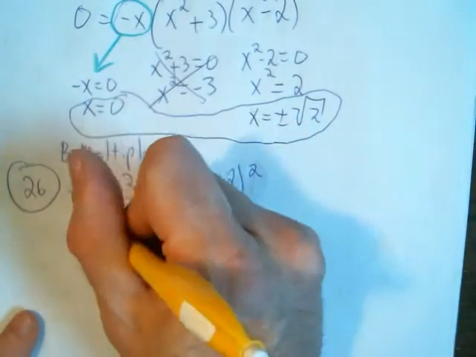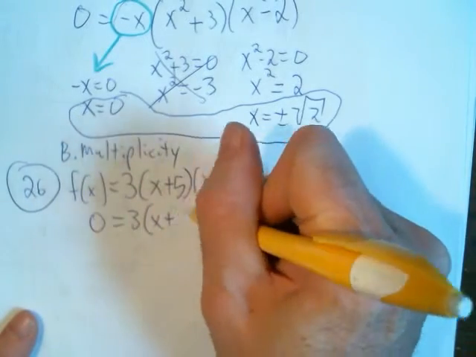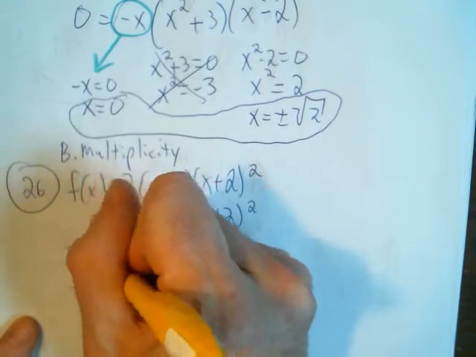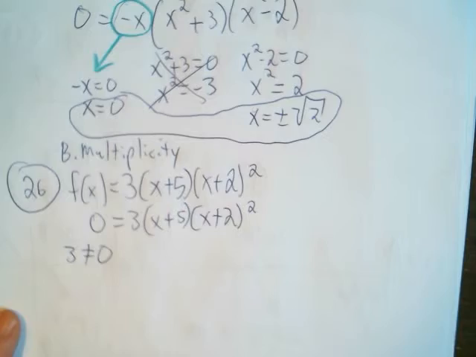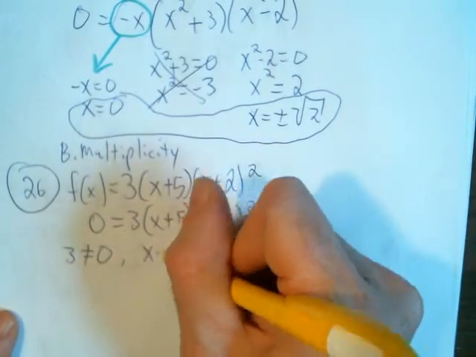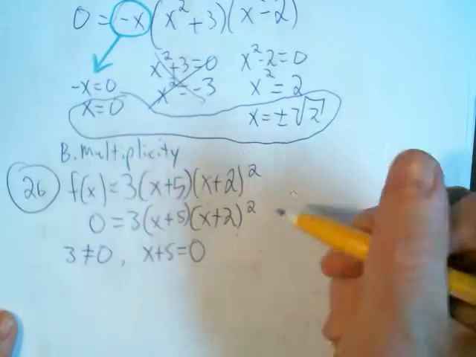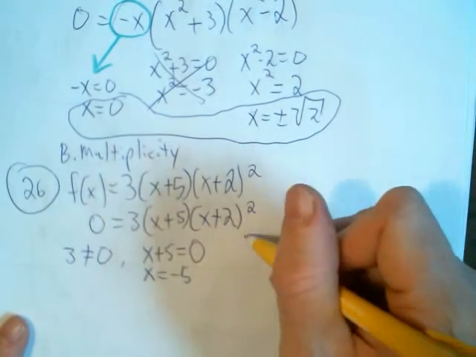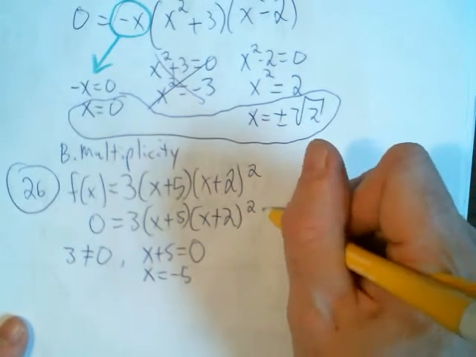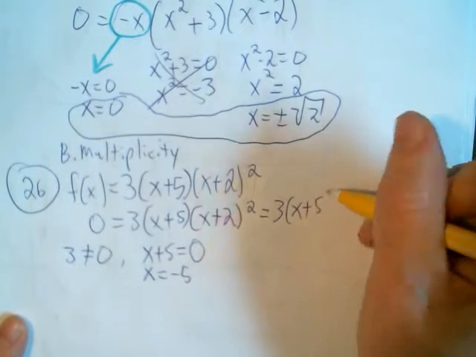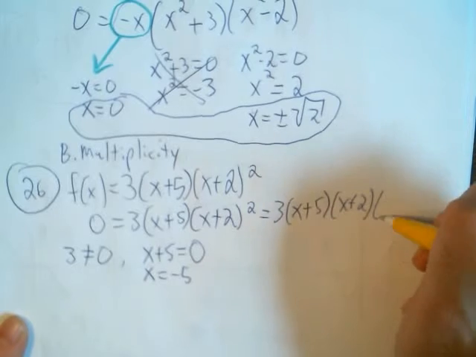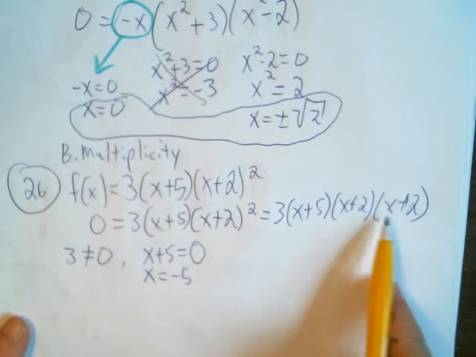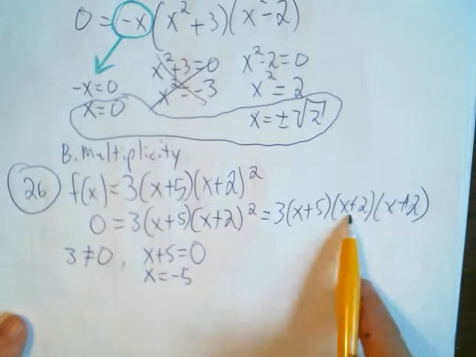Okay. So you set it equal to 0. The 3 will never equal 0, right? So 3 does not equal 0, and toss that out. x plus 5, set that equal to 0. So x is negative 5, and then x plus 2 times x plus 2. So this thing right here, if you wrote it out in all of its glory, suggests that we have a multiple root, or root of multiplicity 2 is what they're going to call it.